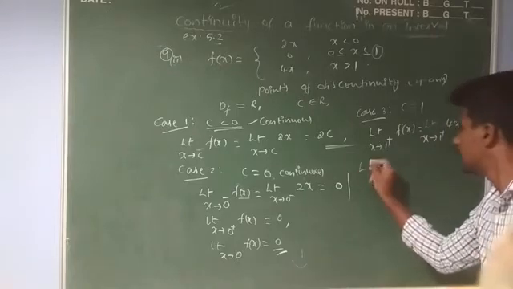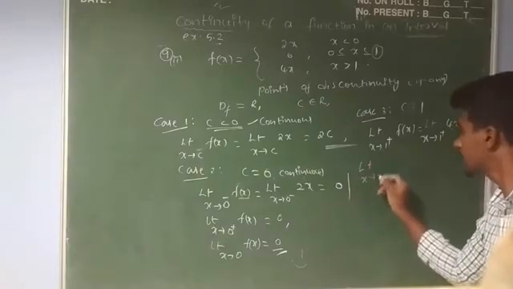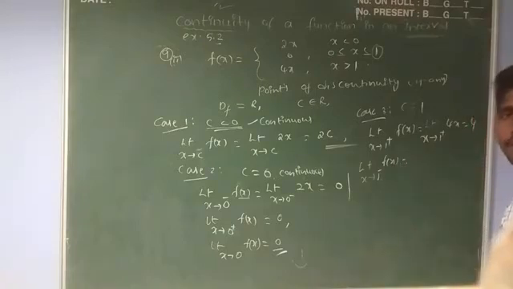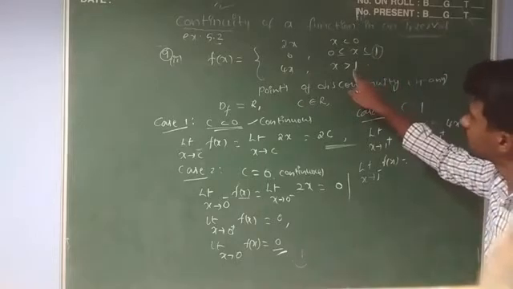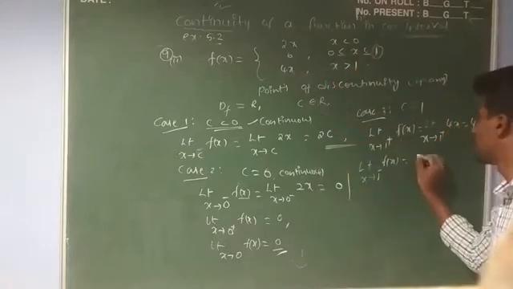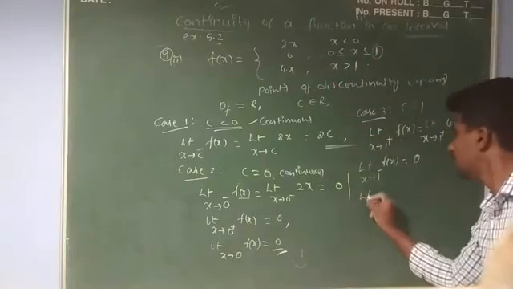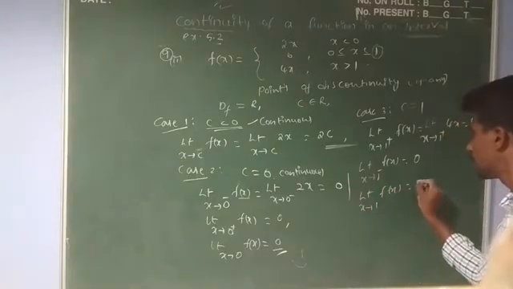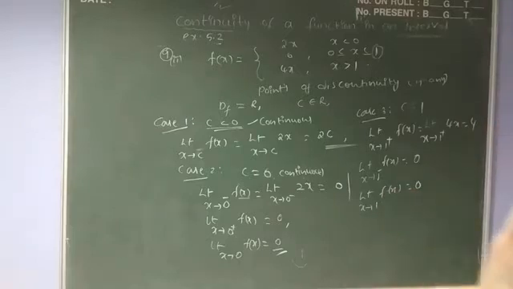Next, limit as x tends to 1 minus of f(x). What is 1 minus f(x)? 1 minus is slightly less than 1, which is nothing but 0. So we get 0. Limit as x tends to 1 exactly, which is also equal to 0. Now what I can say, the given function is discontinuous at 1. The given function is discontinuous at 1.